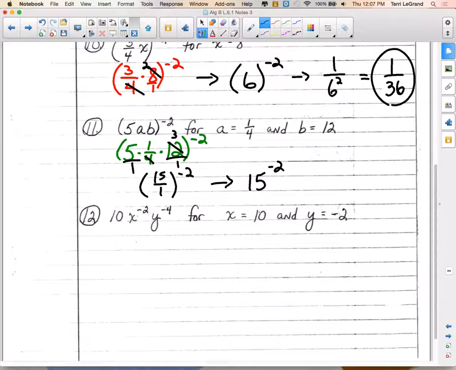What's that going to be now? 1 over 15 to the positive 2 power. I don't know if our power tables did have 15 in them, did they? Anybody know what 15 squared is without your calculator? 225. Is that what your answer was too? Okay, so that equals 1 over 225.